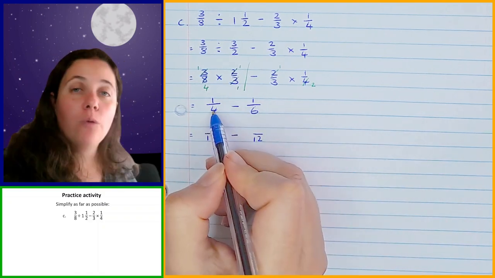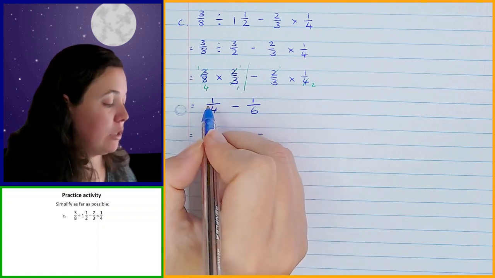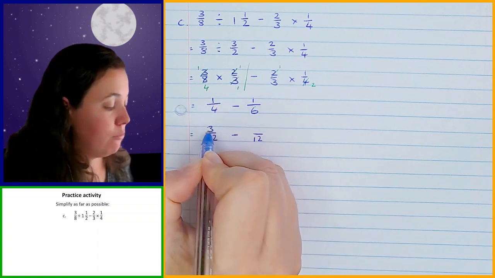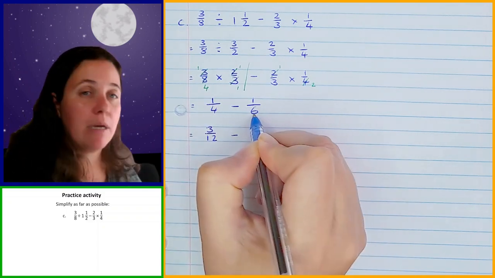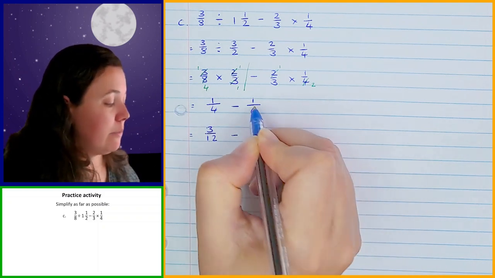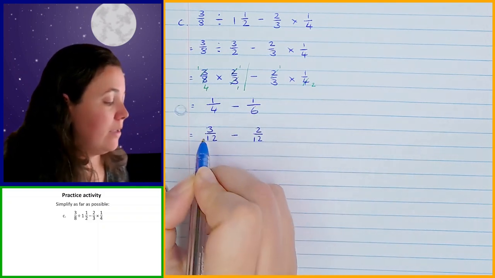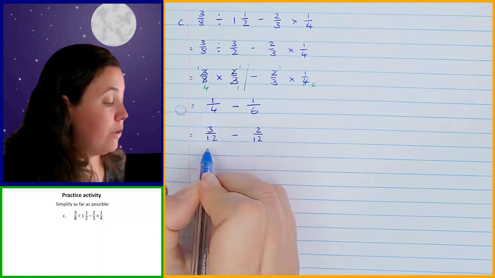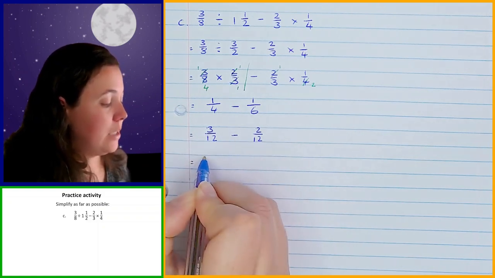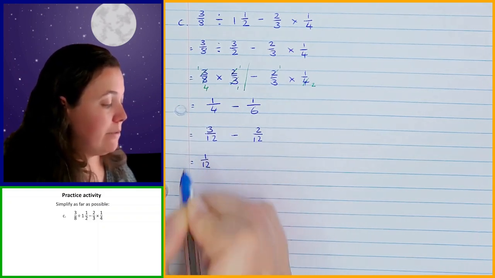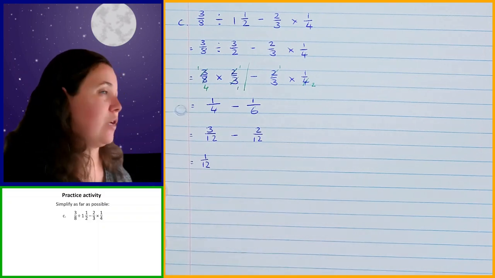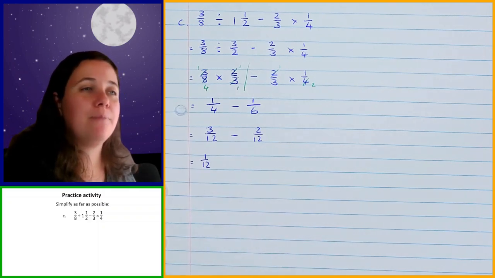I multiply 4 by 3 to get 12, so I'm going to multiply my numerator by 3, giving me 3 over 12. Minus, I multiply 6 by 2, so I'm going to multiply my numerator by 2, giving me 2 over 12. So now I've got 3 over 12 minus 2 over 12, which gives me 1 over 12. I can't simplify that any further, so I'm done with that question. So that's what you should have got for question C.